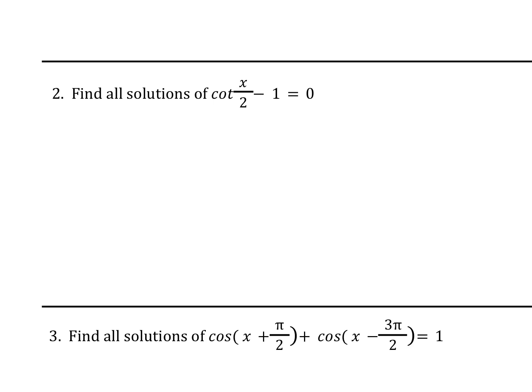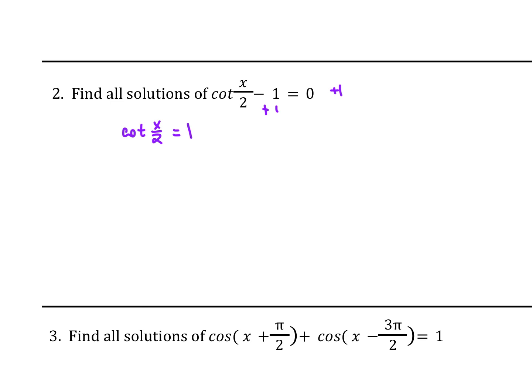Here's help for number 2 on the Chapter 5 review sheet. Find all solutions of cotangent of x over 2 minus 1 equals 0. So we're going to solve. What I want to do is isolate my cotangent of x over 2 by adding 1 to both sides. So we get cotangent of x over 2 equals 1.